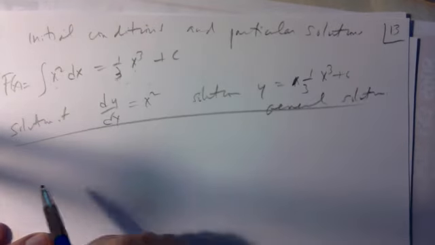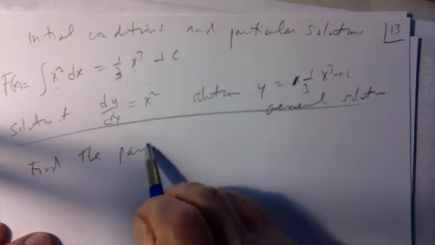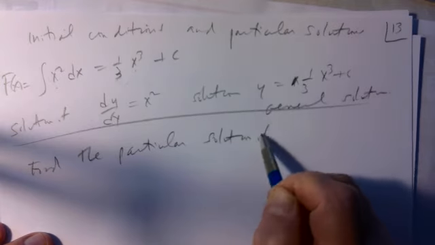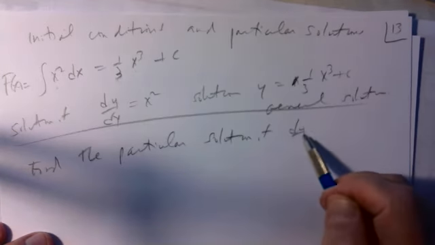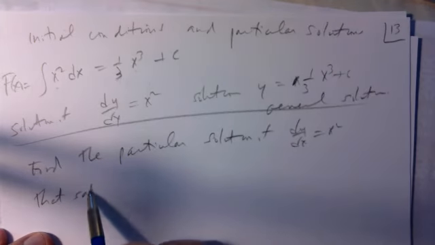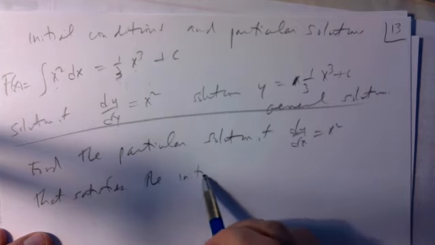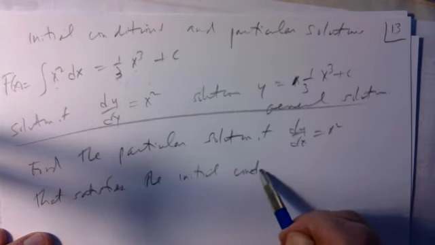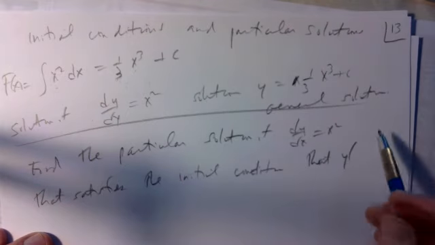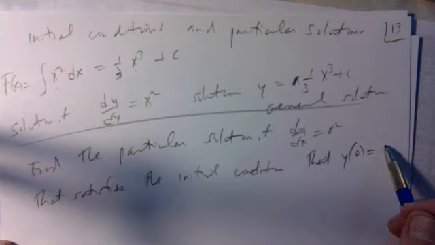But you might have the following problem. Find the particular solution of the differential equation dy/dx equals x squared that satisfies the initial condition that for the solution y, when you evaluate it at, let's say, 0, it's equal to 8.